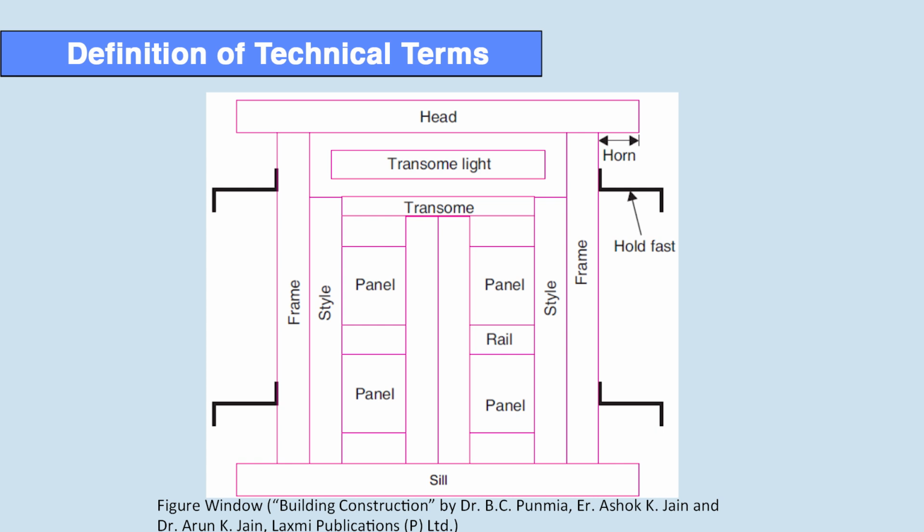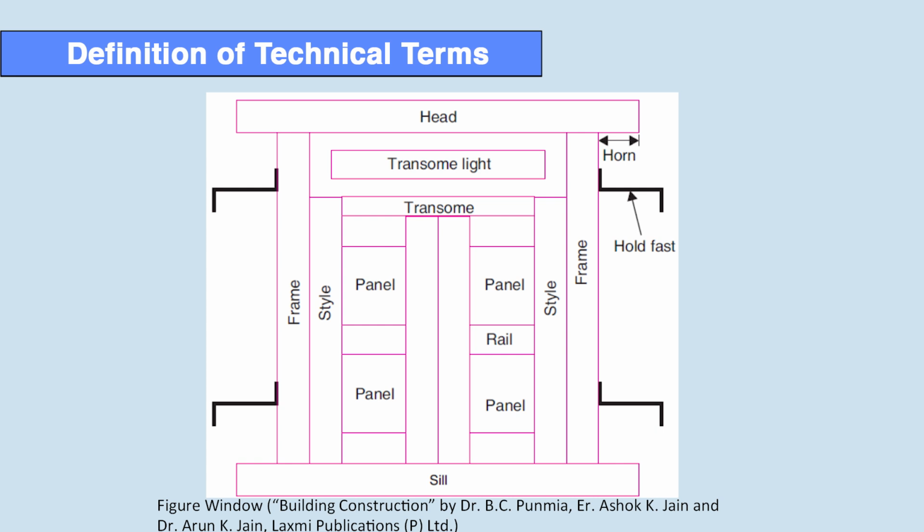Next one is horn. The horizontal projection of the head and sill of a frame that facilitates fixing the frame within the wall opening is known as horn. The horn generally extends about 10 to 15 centimeters. Next point is stile. What is stile? The vertical side member of a door or window shutter is known as stile.